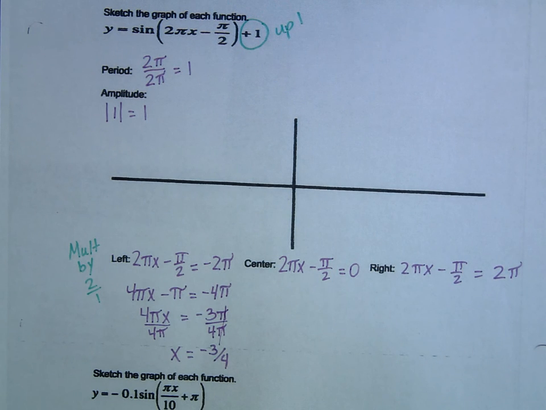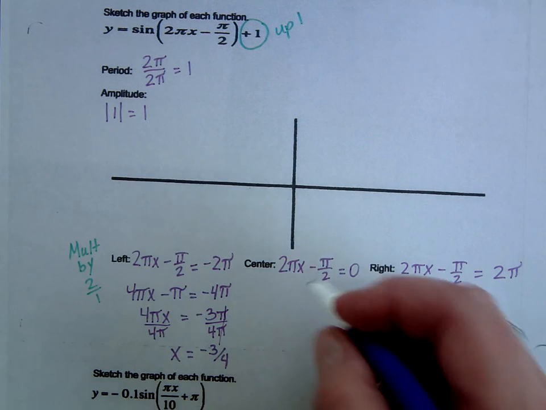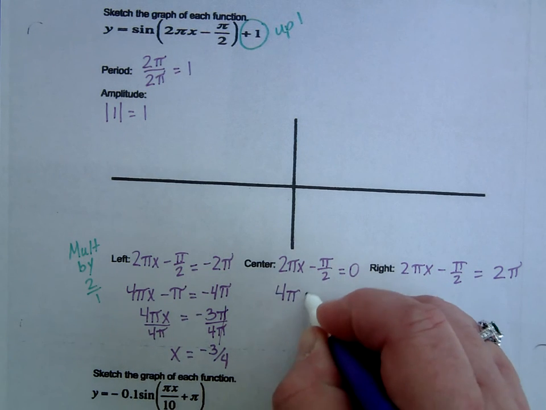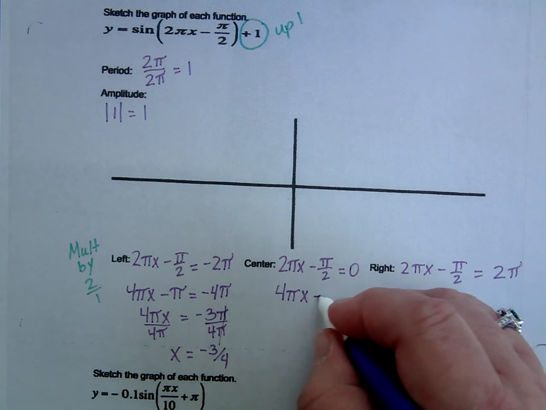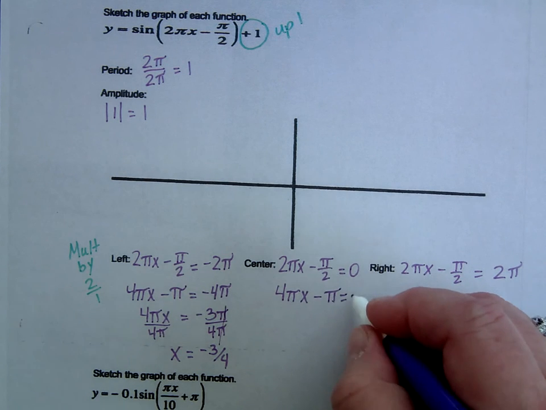All right, here comes the next one. Same thing, multiply by 2. You just did the work right here, so you're not recreating the wheel too much. If I take 2 times 2 pi x, I get 4 pi x. 2 times pi over 2, I get pi. 2 times 0 is 0.